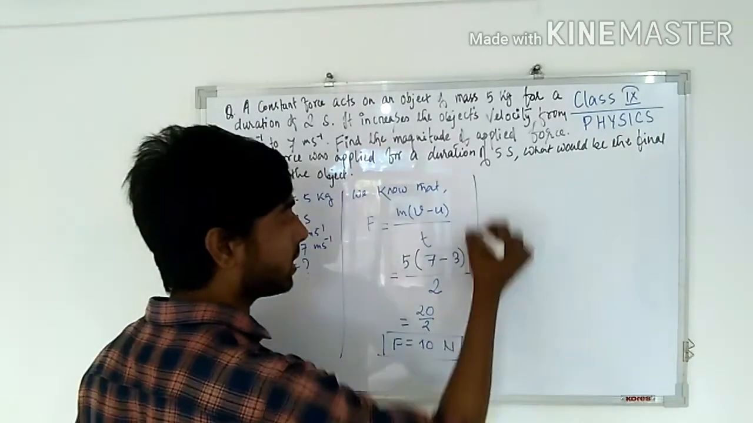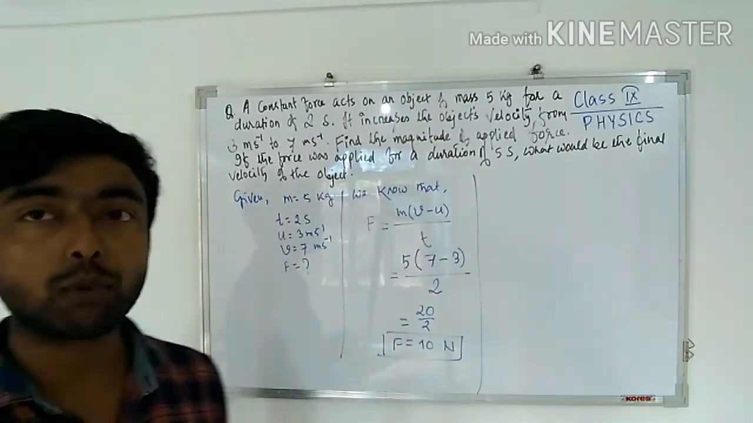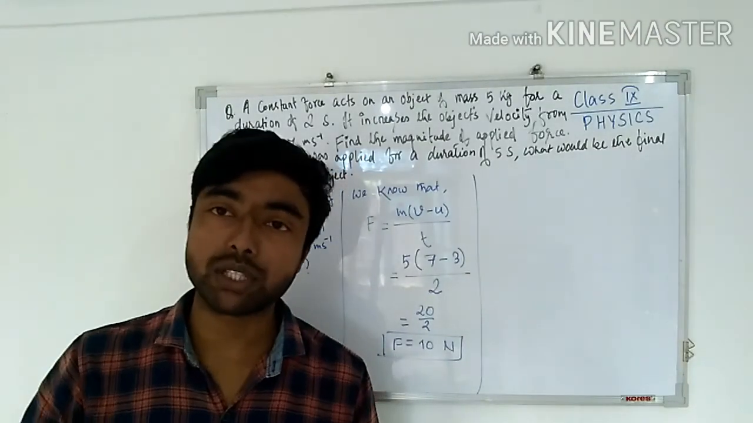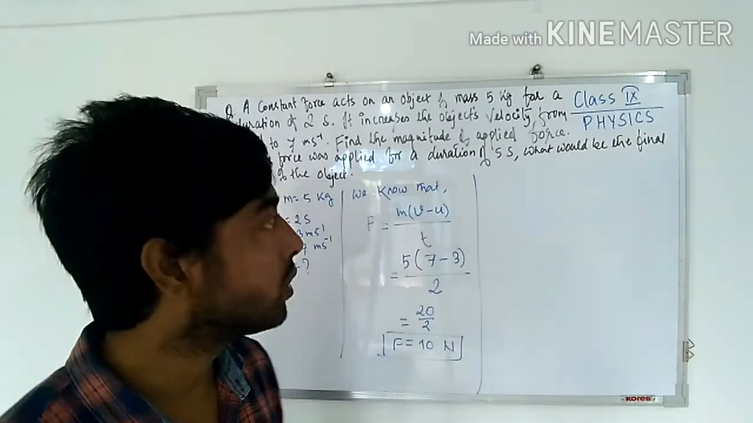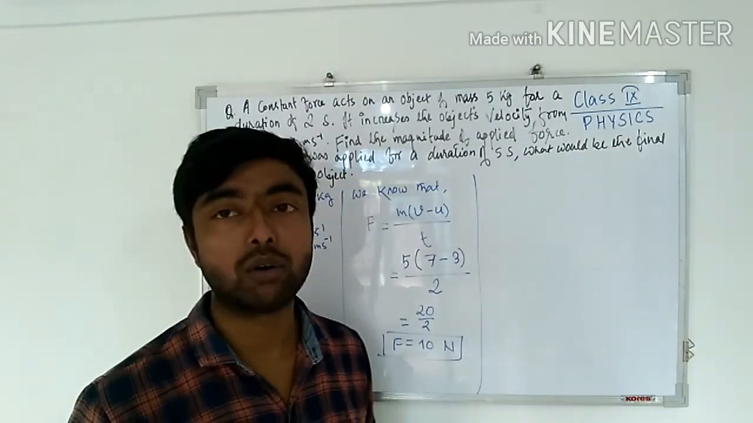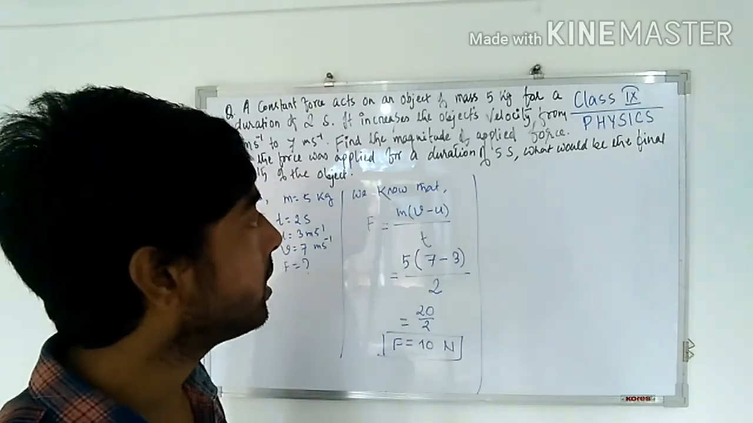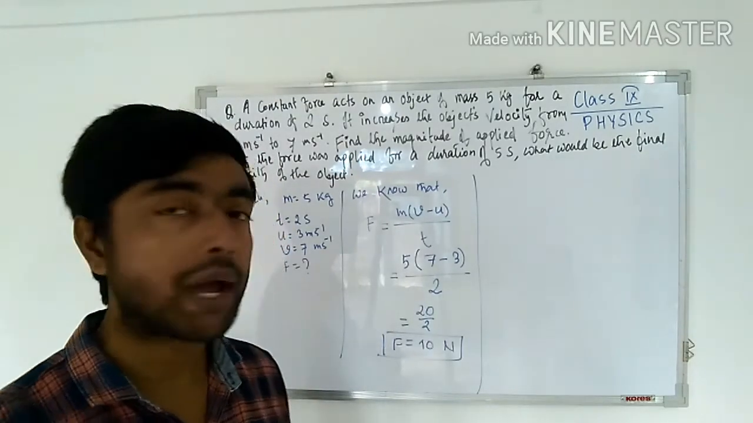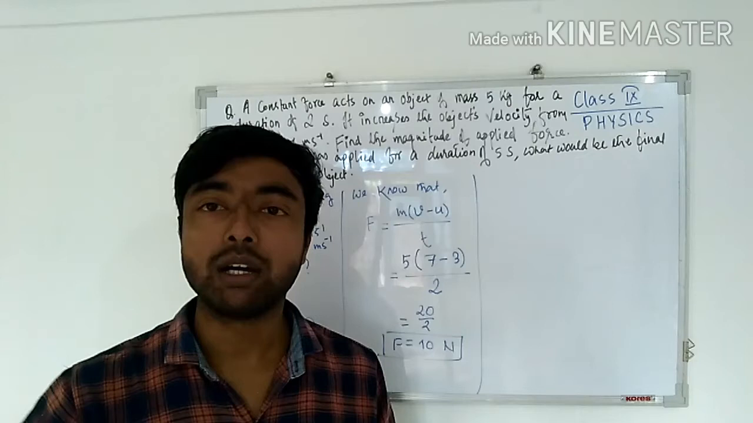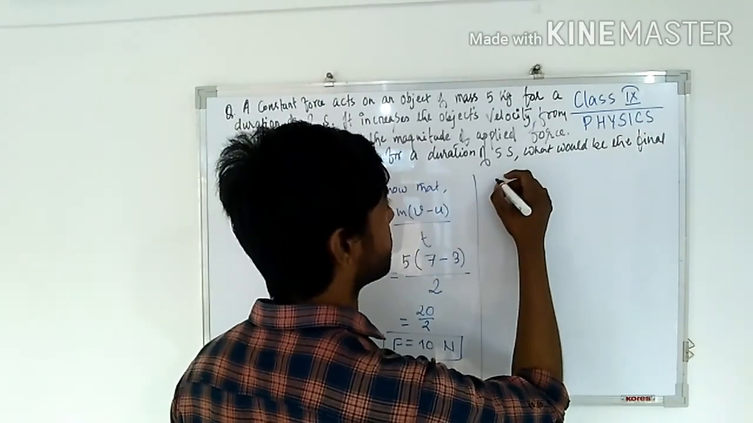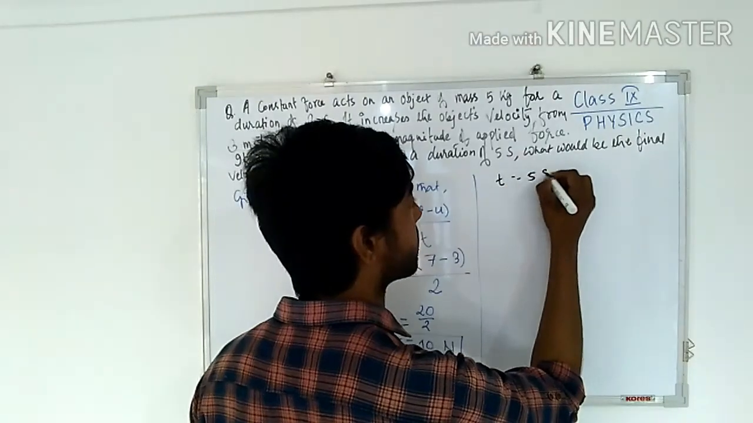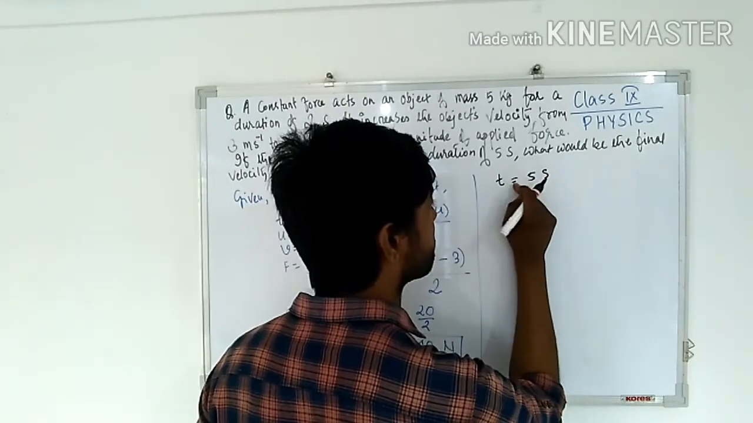क्वेश्चन क्या दिया है? दूसरा वाला में क्या बोला है? दैट ये फोर्स अगर 2 सेकेंड नहीं 5 सेकेंड के लिए अगर अप्लाई करूं तो उसका फाइनल वेलोसिटी कितना होगा? Okay, if I apply this for 5 seconds of time, then what will be the final velocity? So let's do this. So here in this case, time will be how much? 5 seconds. Okay, time will be 5 seconds.